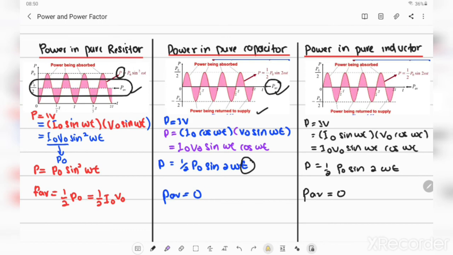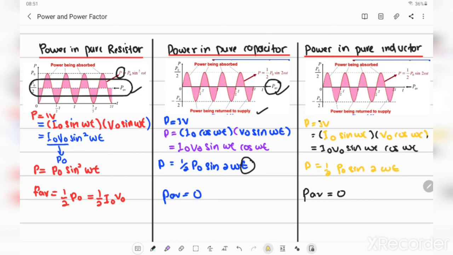In a pure inductor, you can calculate the power using the same equation, P equals IV. But as we know, in a pure inductor, the voltage leads the current by pi over 2 radians. So the current is equal to I naught sine omega t, and the voltage is V naught cos omega t, leading by pi over 2 radians. So we get the instantaneous power in a pure inductor equal to half P naught sine 2 omega t.